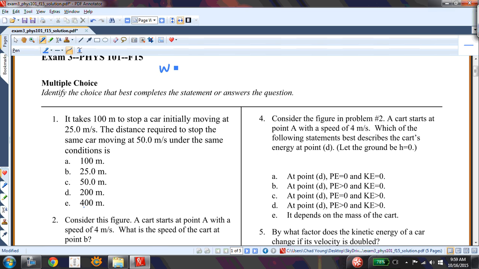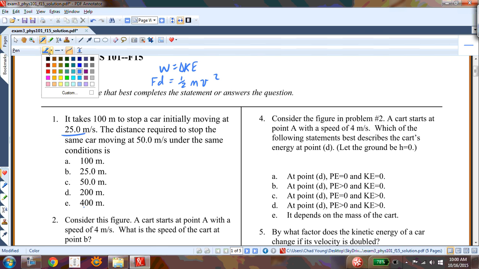Okay, well, I know that work is equal to my change in energy, in this case a change in kinetic energy. So the work required to stop this car is equal to 1/2 mv squared. So if my velocity is 25 meters per second, but then I double it, so I get a factor of 2 here, that means I'm going to get 4 times the kinetic energy. That means I'm going to need 4 times the distance.